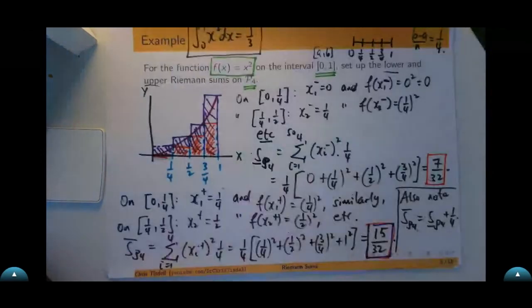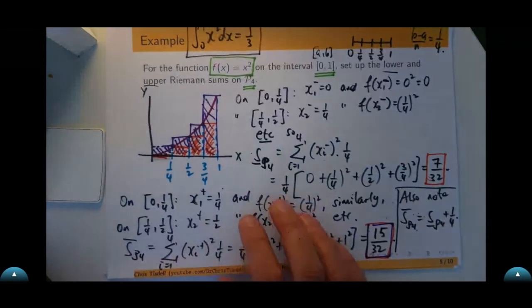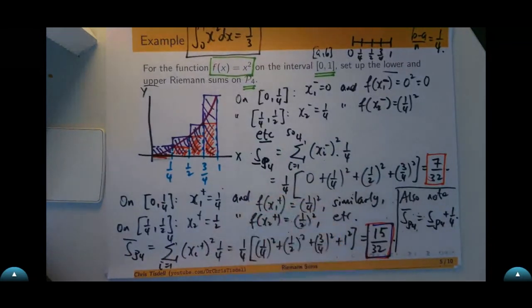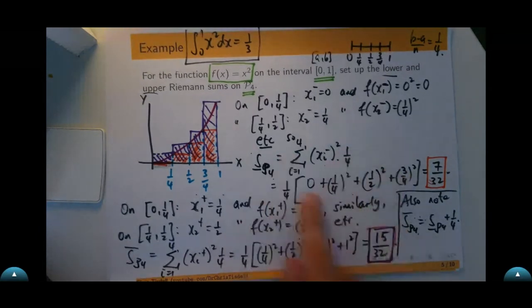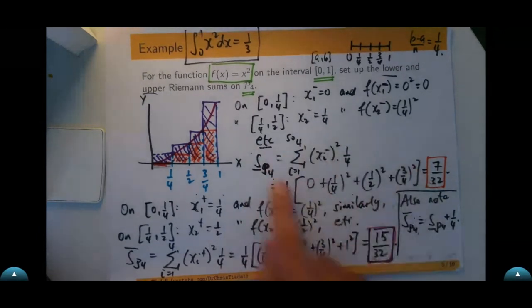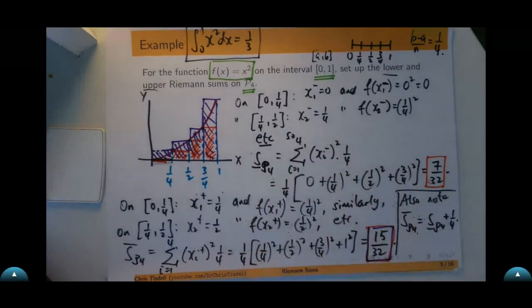Okay, I'll do an example in a minute. Alan, yes, the smaller the interval, the better the approximation, but the more computation, right? The more computation you have to do. So that's the tricky thing.